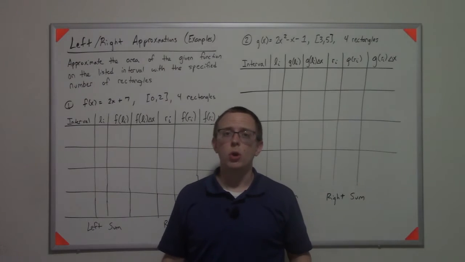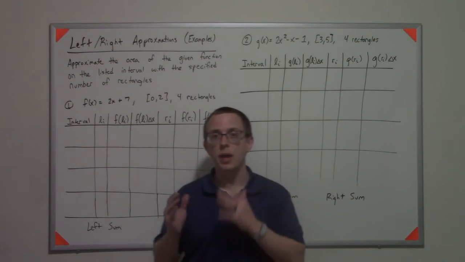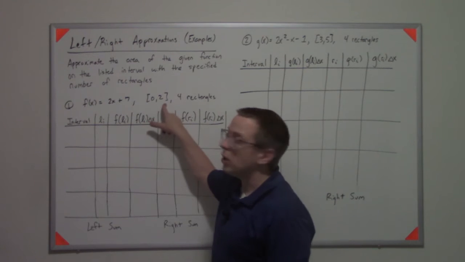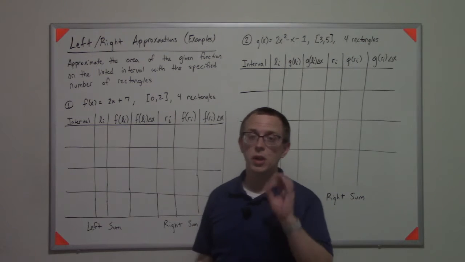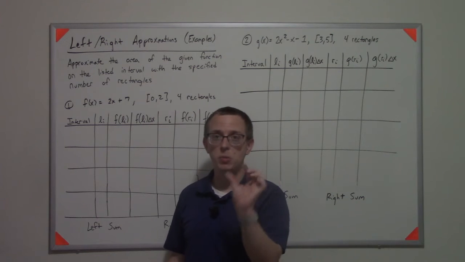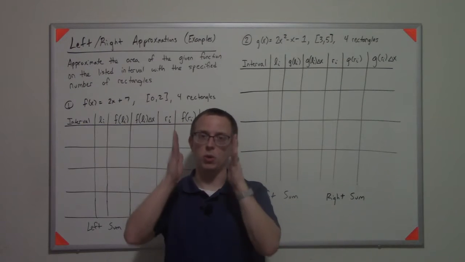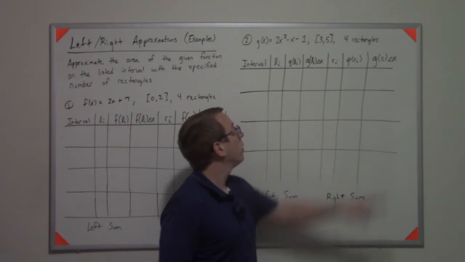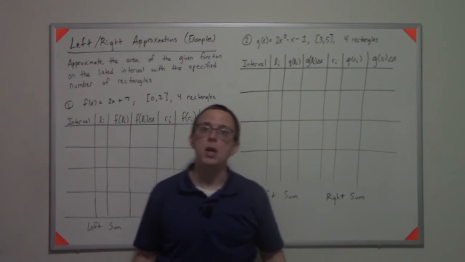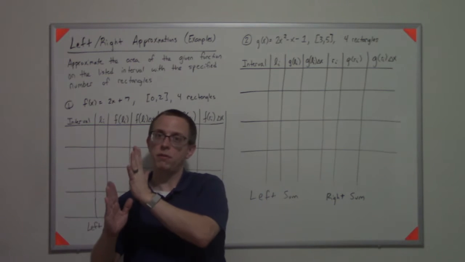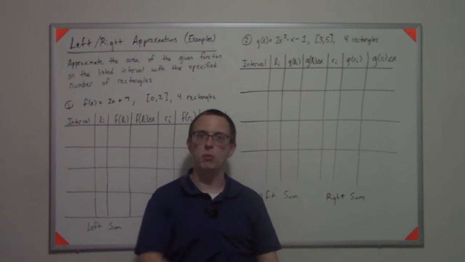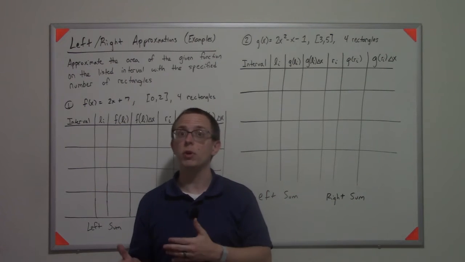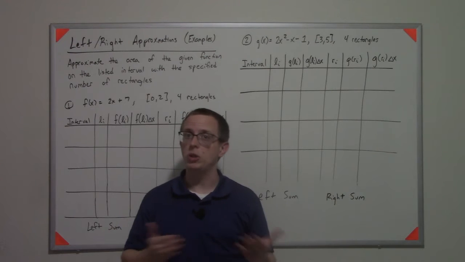In this example, or series of examples, we're going to do left and right hand approximations. The way you do this is, given some interval and the number of rectangles, we're going to pick evenly spaced subintervals. In this particular case, we slice it into 4 evenly spaced subintervals. We're going to evaluate the function at the left endpoint, then at the right endpoint, and see how the sum of those rectangles is different, or whether it is different, depending on which method we use.